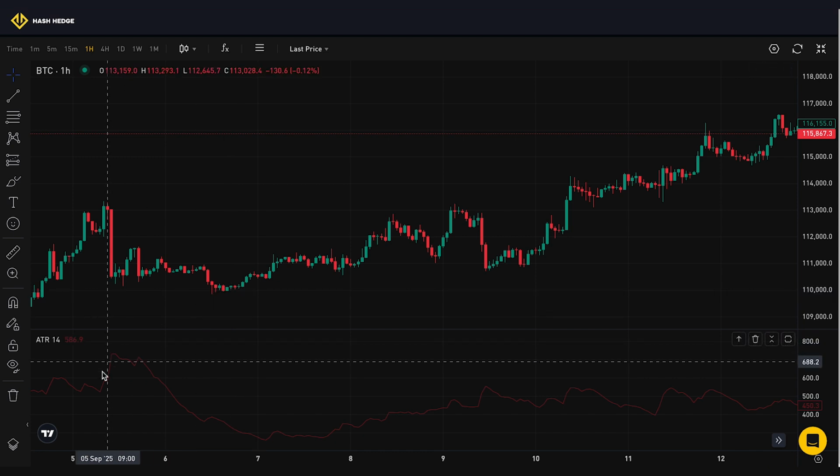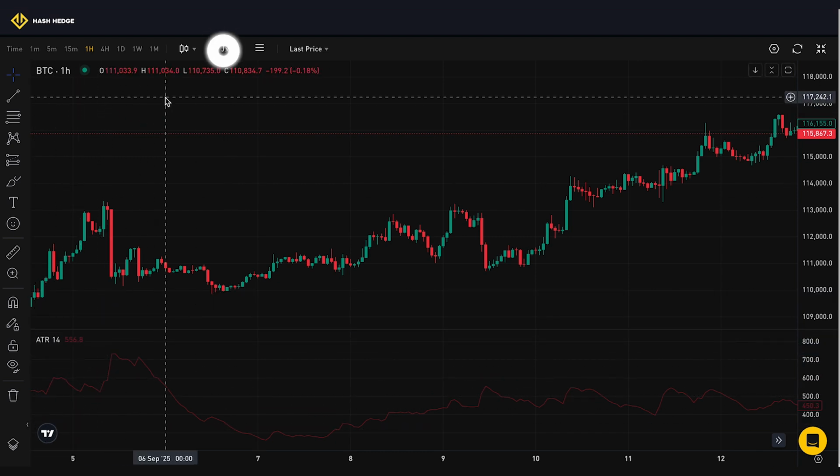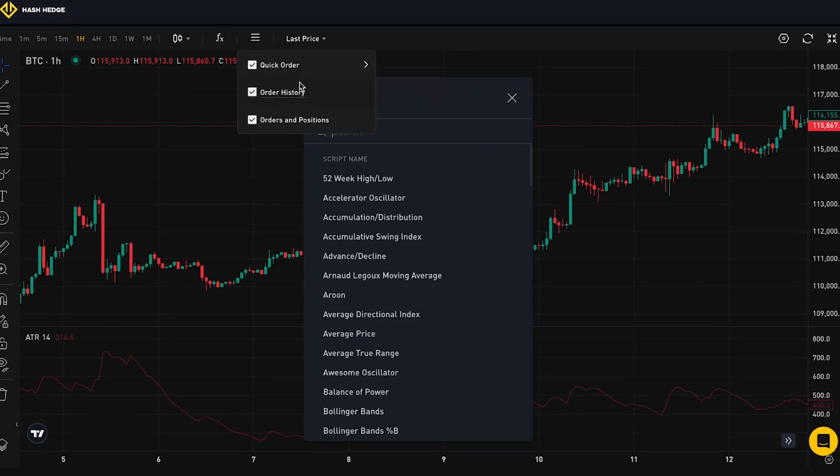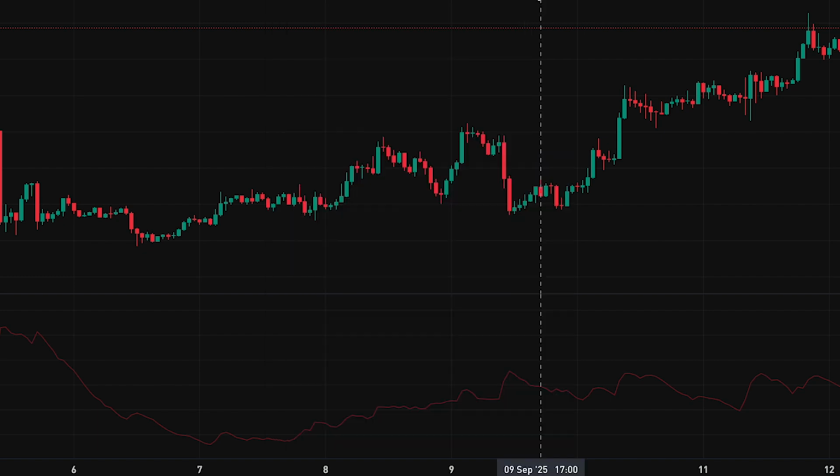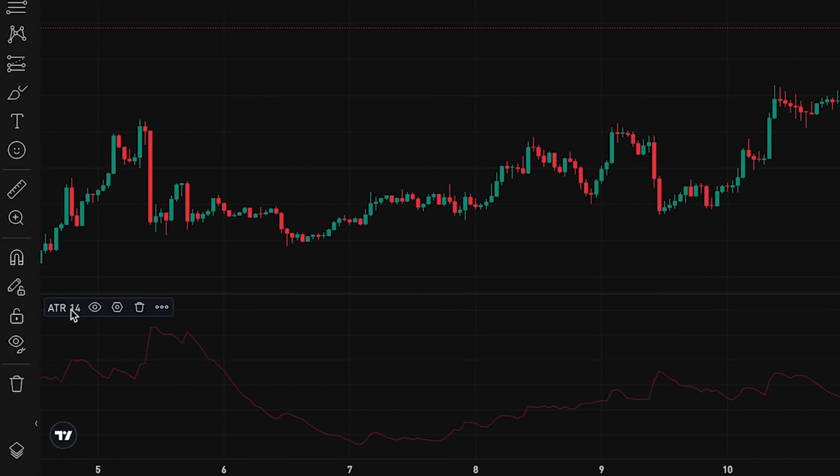So, the indicator. This can be added if you go to the indicators menu and type in ATR in the search and add it to the chart. You can change its parameters. The main parameter is the period. It shows the average volatility over 14 candles right now, but you can tweak it to fit your strategy.